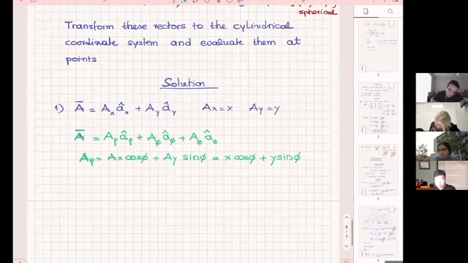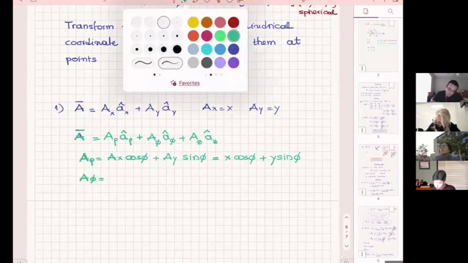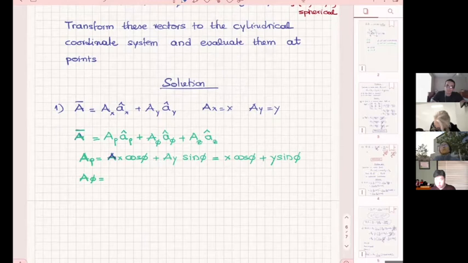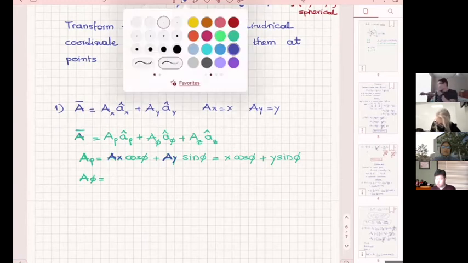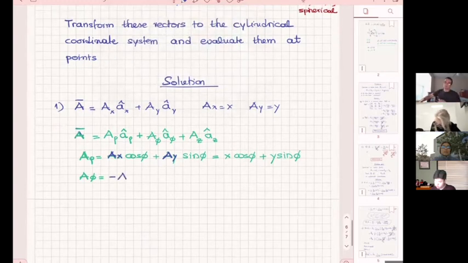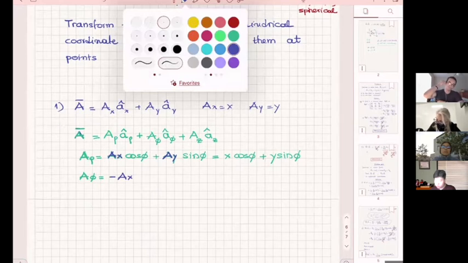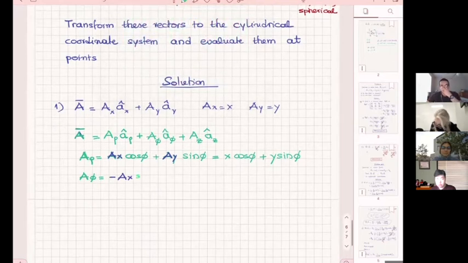A sub phi. Just to make it easier, A sub phi equals minus A sub x sine phi plus A sub y cosine phi.